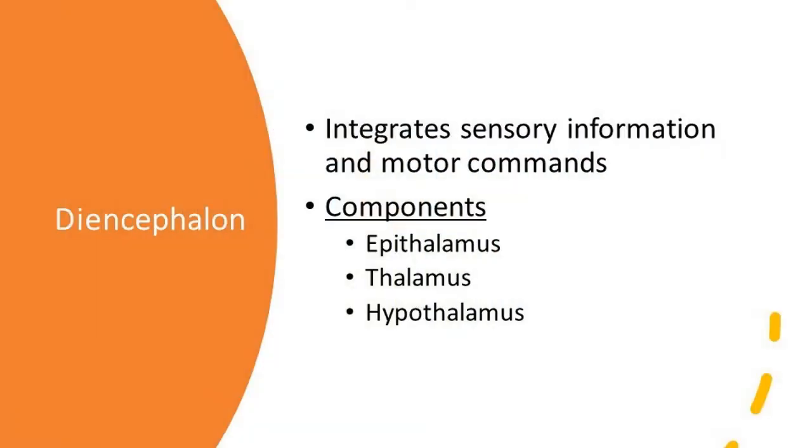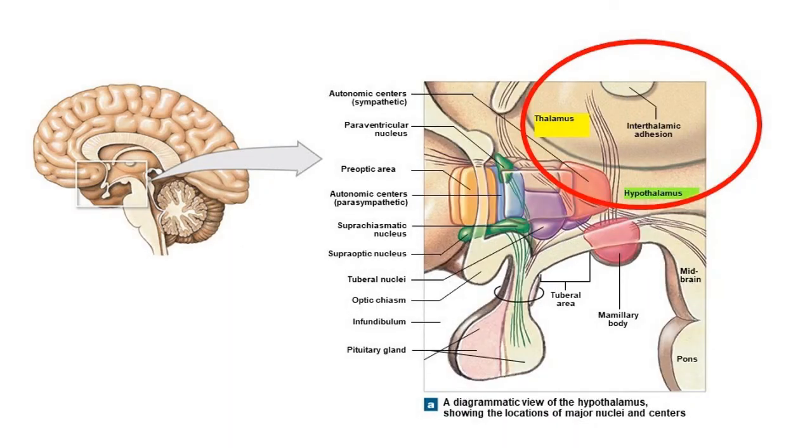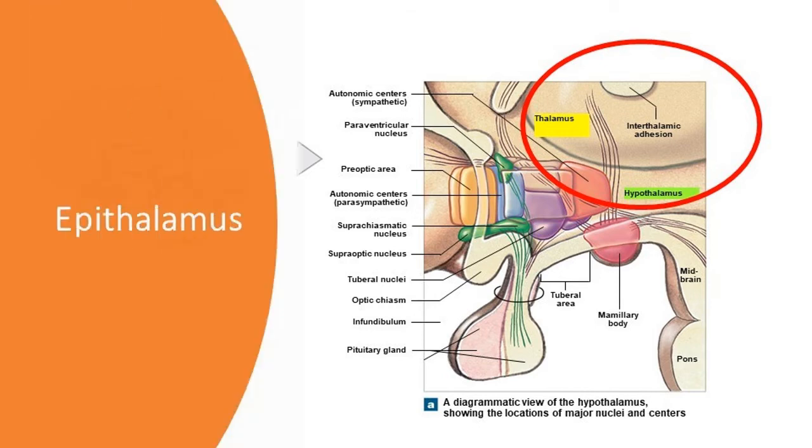Diencephalon, which is the next part of the brain, it integrates sensory information and motor commands, and it has three components: epithalamus, thalamus and hypothalamus. In this diagram, you can see hypothalamus and thalamus, which is highlighted. You are not able to see epithalamus in this picture.